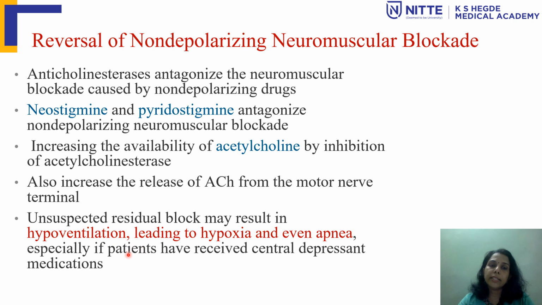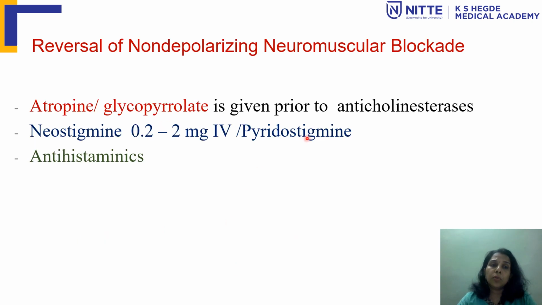If there is any unsuspected residual block, the patient may start with hypoventilation, leading to hypoxia and even apnea, especially if the patient has received central depressant medication. So for reversal you have to give neostigmine or pyridostigmine, but prior to this, you have to give atropine or glycopyrrolate.